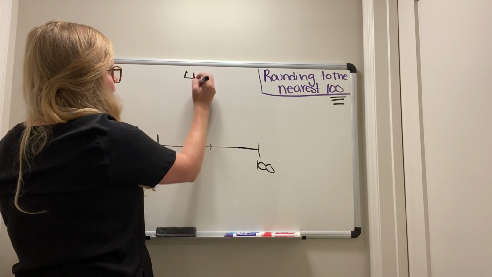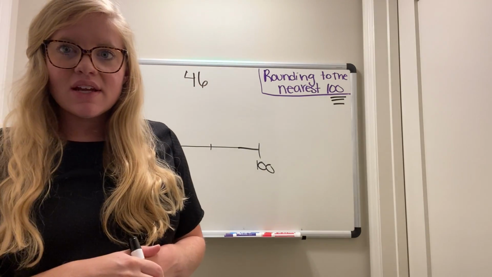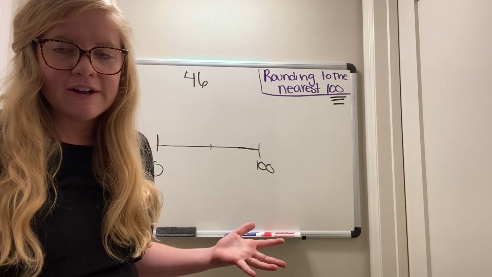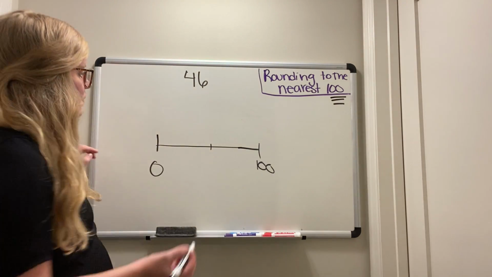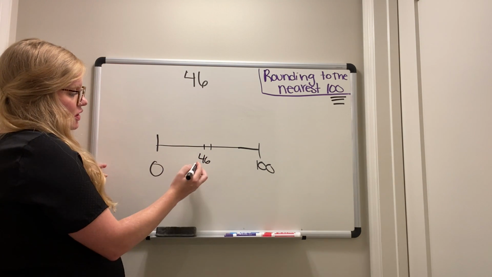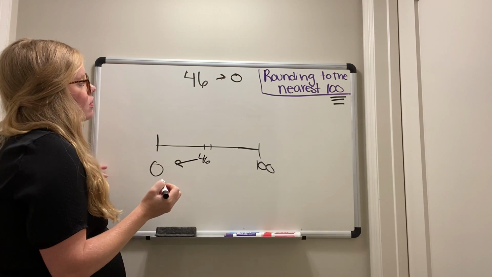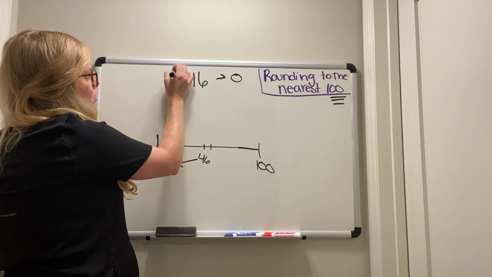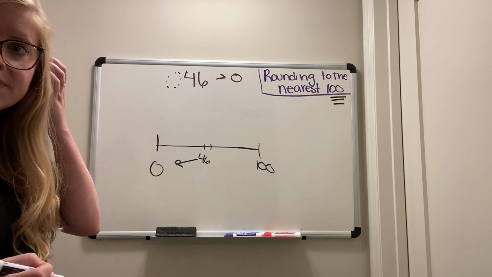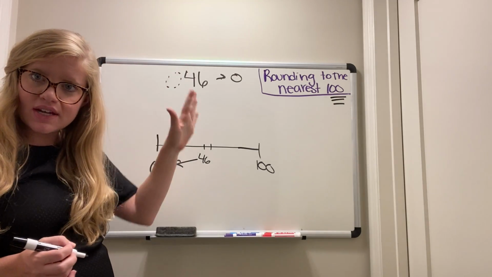Now, what if we had a number like this? What if we had 46 and it said round this number to the nearest hundred? What would we do? Well, if this is 50, 46 is around there. So we would round it down to 0. If we were doing our poem, we would pretend that there's a 0 in the hundreds place. So that's either going to go up to 1 or stay at 0.